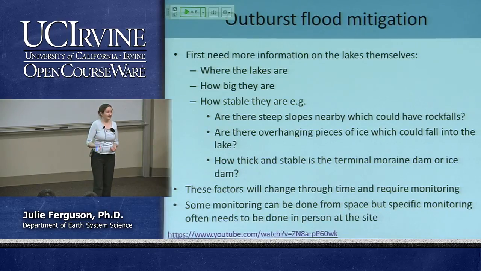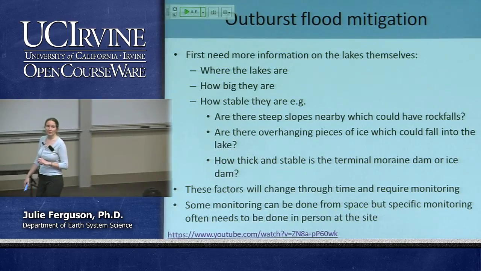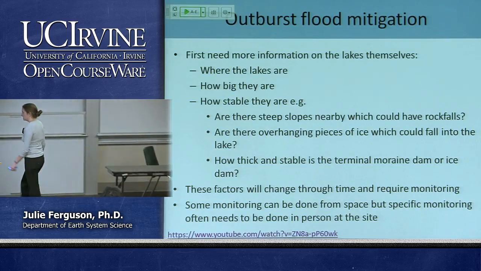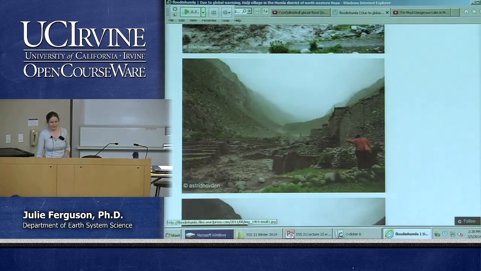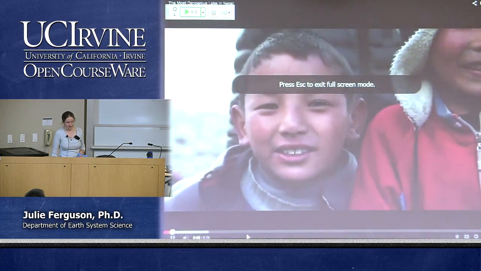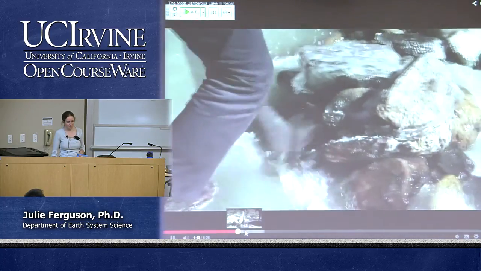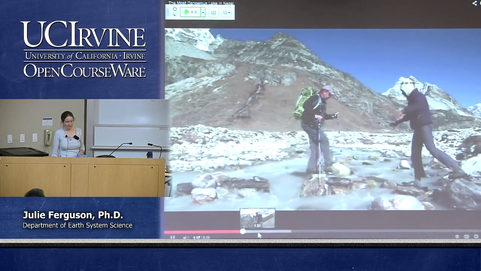Okay. And these factors aren't necessarily constant, especially how big these are, because as you said, things like melting rates will affect how big those lakes are and how much volume there is. And so there's a lovely little video here, which I'm not going to show you all of, but it's very overly dramatic. It basically shows one of the lakes that they're most worried about in Nepal, and it shows some of the effort that people have to go to to get there. It looks pretty miserable trekking through some of these places.